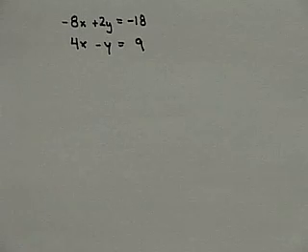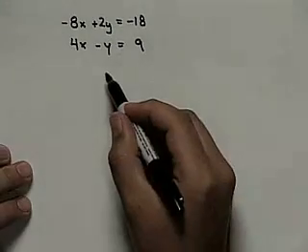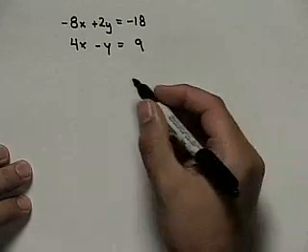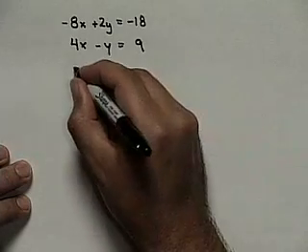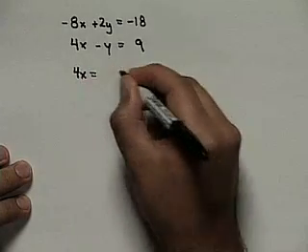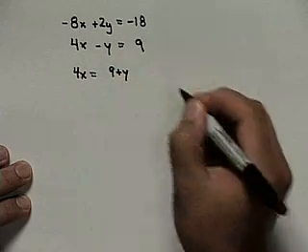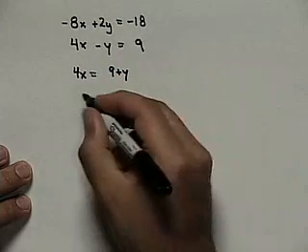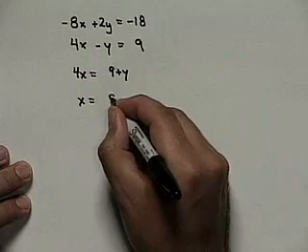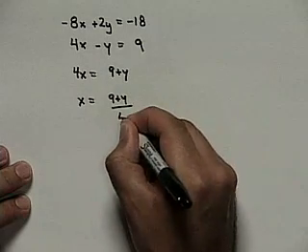So again, here was our original system: negative 8x plus 2y equals negative 18, and 4x minus y equals 9. What we're going to do is we're going to take the second equation and solve that for x. By solving that for x, we'll add y to both sides, which gives us 4x equals 9 plus y. And then we'll divide both sides by 4, which gives us that x equals (9 plus y) over 4.